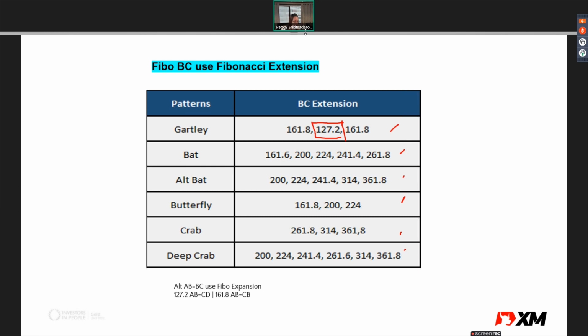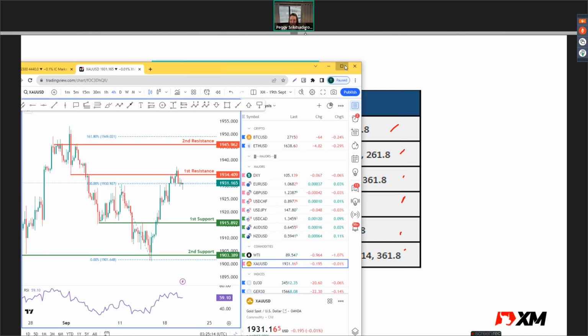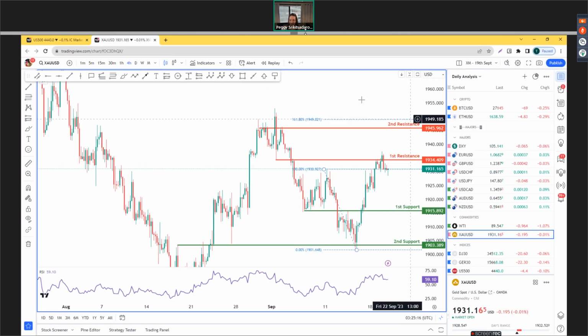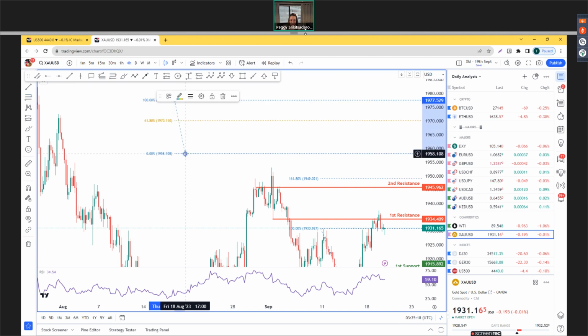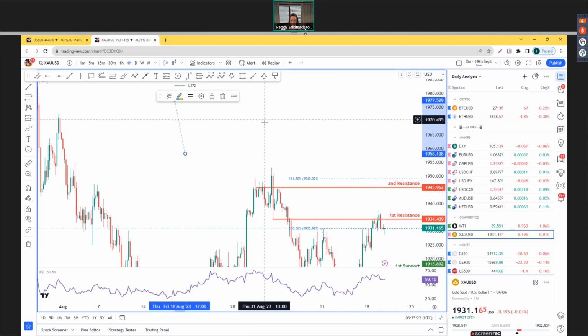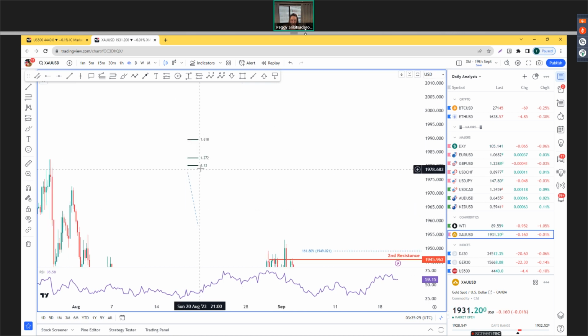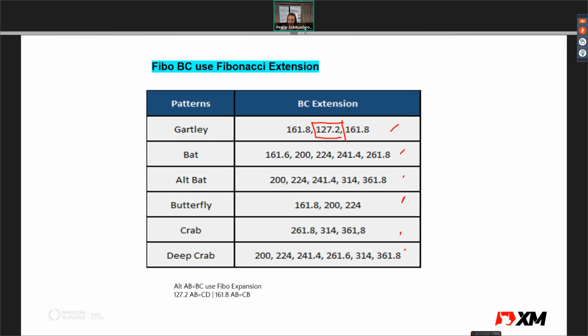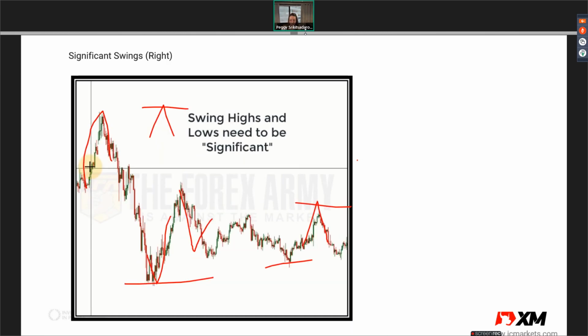Since we're already here, okay, this is like yesterday. For this one, it's a Gartley, right? So my Gartley BC extension, I might actually have 113, 127.2, and 161.8. I think I might have missed one, which is 113. Okay, this might be the BC extension. I'll change it later.